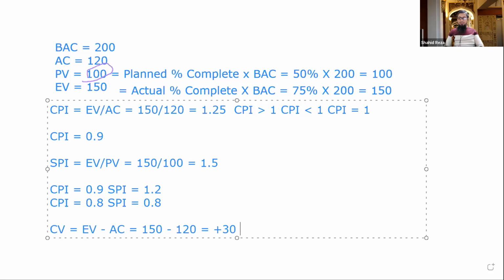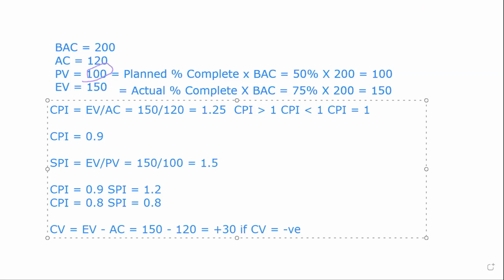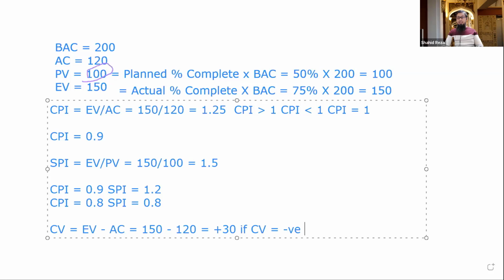So for CV, it is very important to understand the interpretation. If CV is negative, then what will happen? That means we need more money. At the end of the project, we may need more money because our cost variance is negative. But in our case, we are actually $30 positive. Positive means maybe we can save some money. All right, so as of the status date, we are actually in good shape.